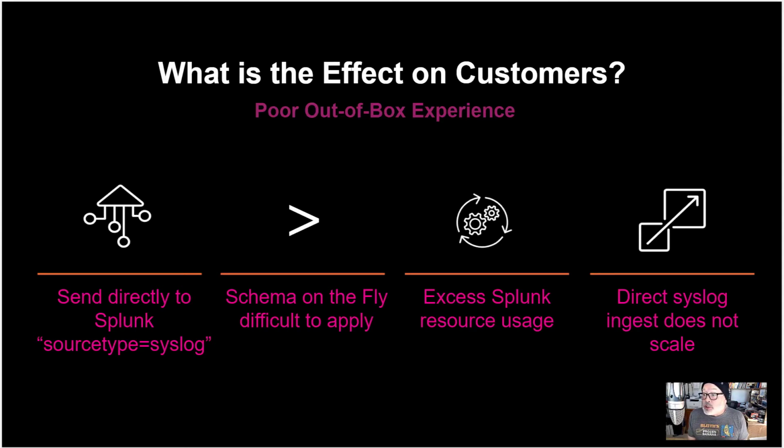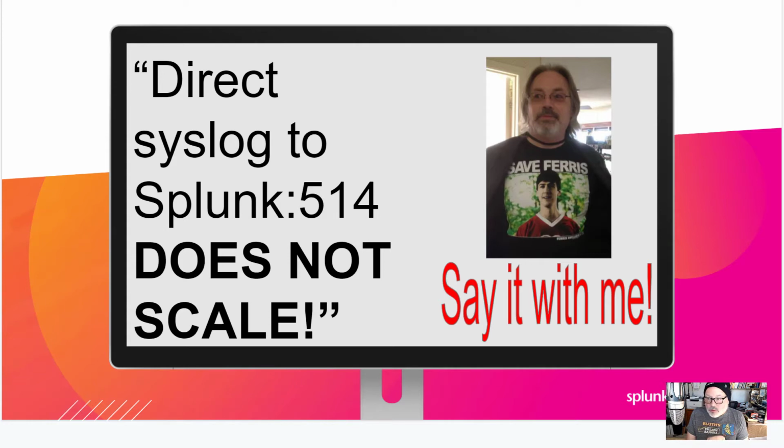One of the data level issues with direct ingress to Splunk 514 is that it globs all the 514 traffic as source type equals Syslog. That could be a problem for you in the future. Schema on the fly, aka Splunk's core methodology, is difficult to apply to source type equals Syslog. Source type equals Syslog forces the indexer into excessive resource utilization. Say this with me, folks. Direct Splunk at 514 does not scale.